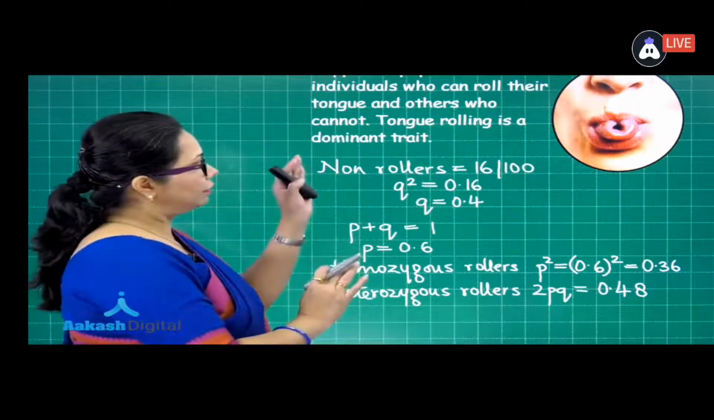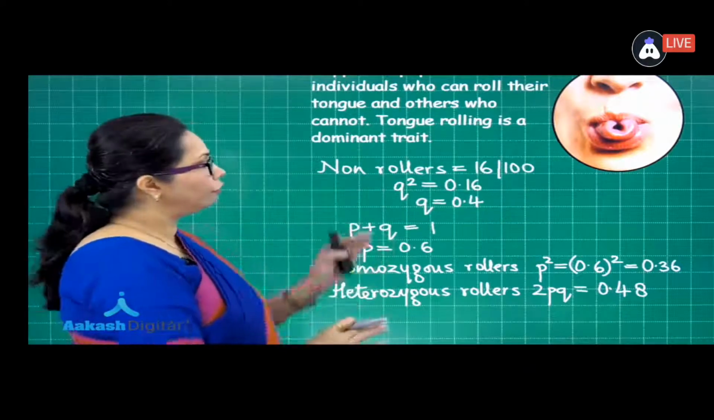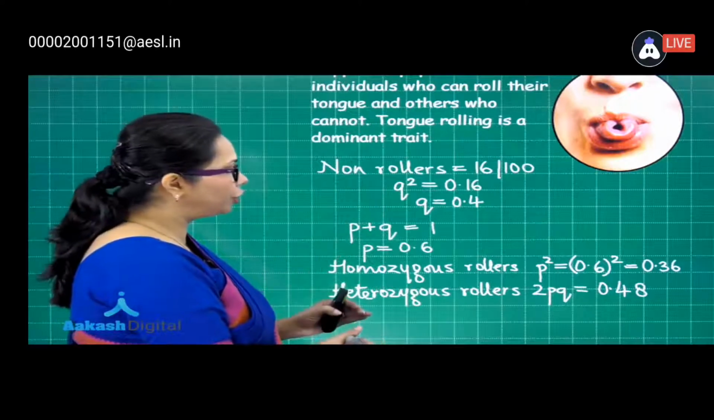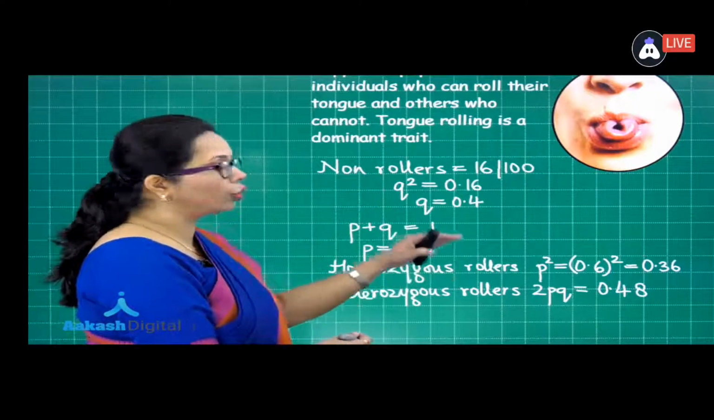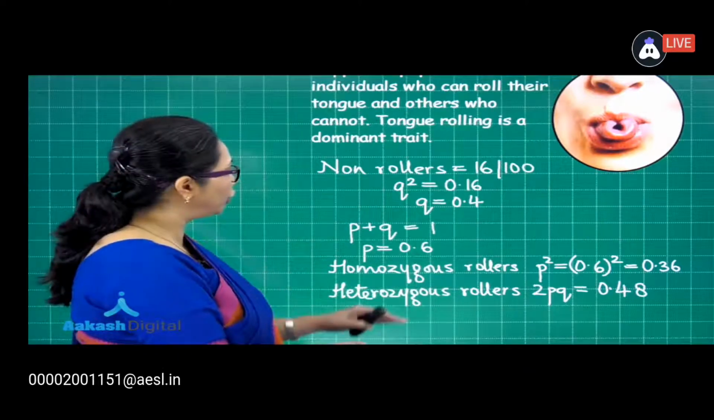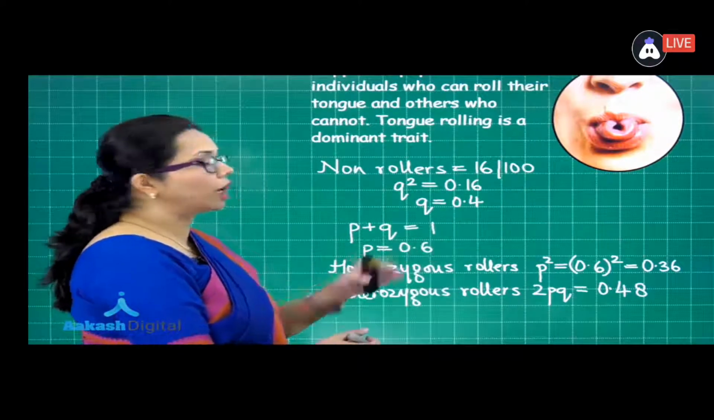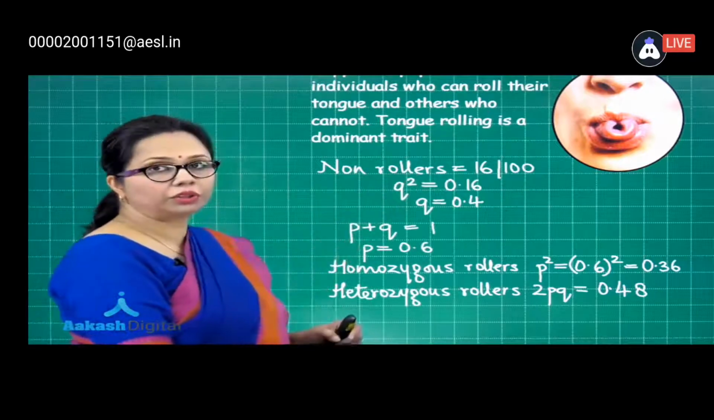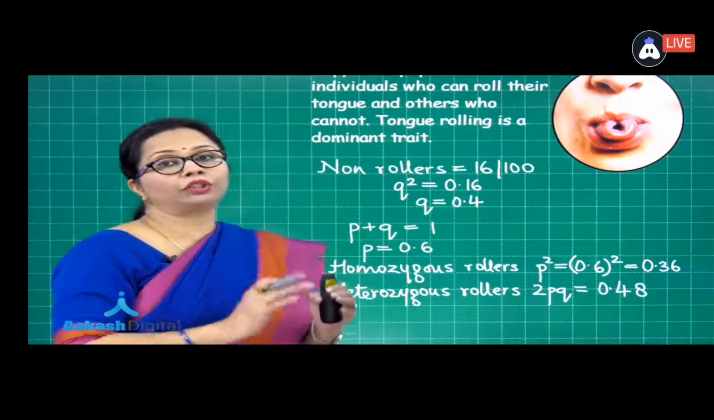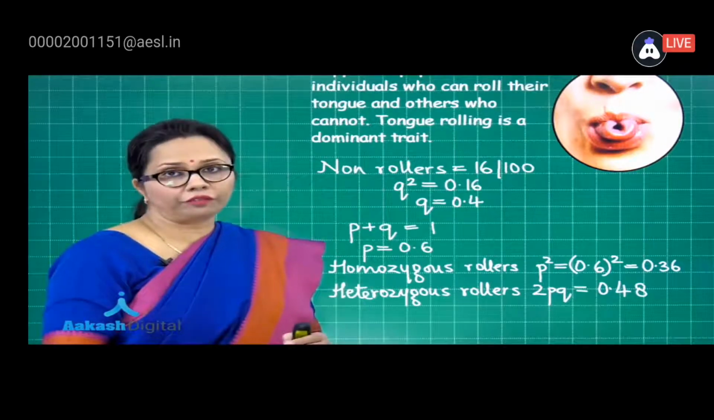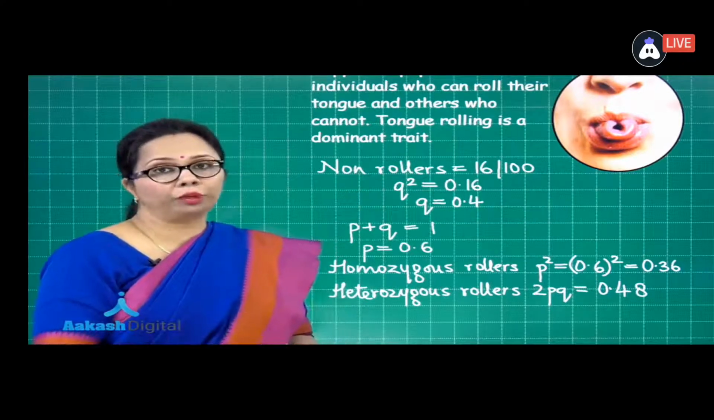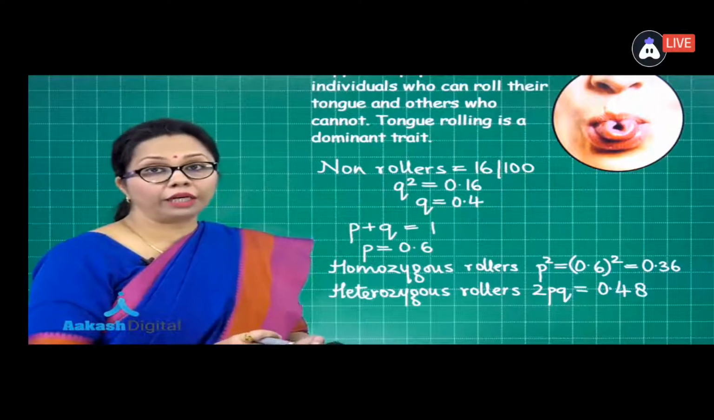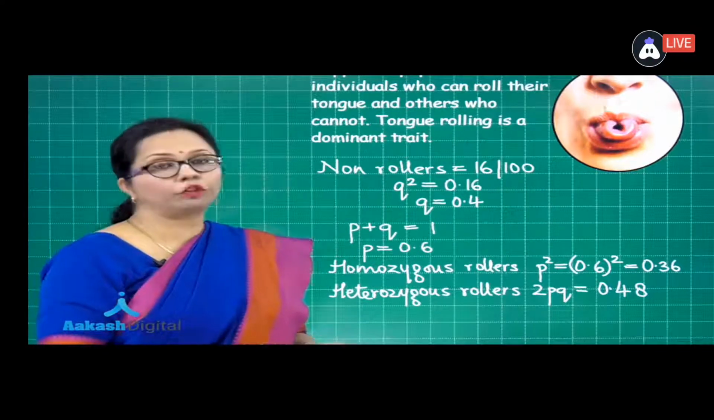So with this simple equation, we can find out the frequency of various genotypes in the population. That means homozygous rollers are 36% in the population, heterozygous rollers are 48%, and non-rollers are 16%. And if the population is in equilibrium, generation after generation, the frequency is going to remain the same. But if there is any genetic force operating, it is going to disrupt this equilibrium.